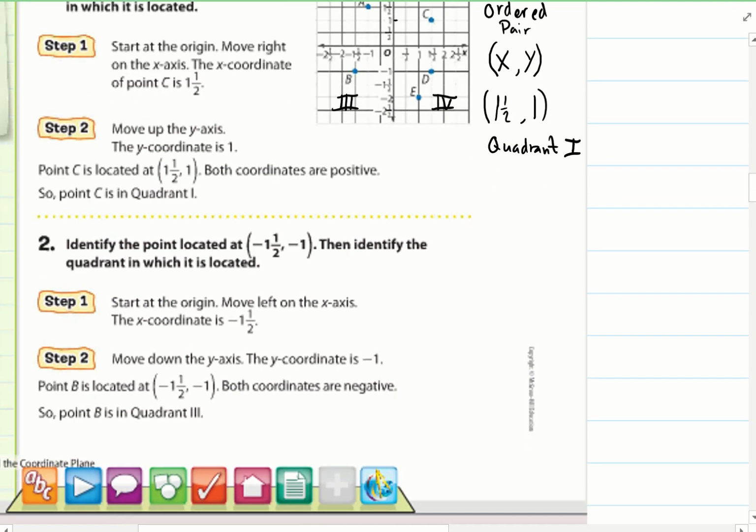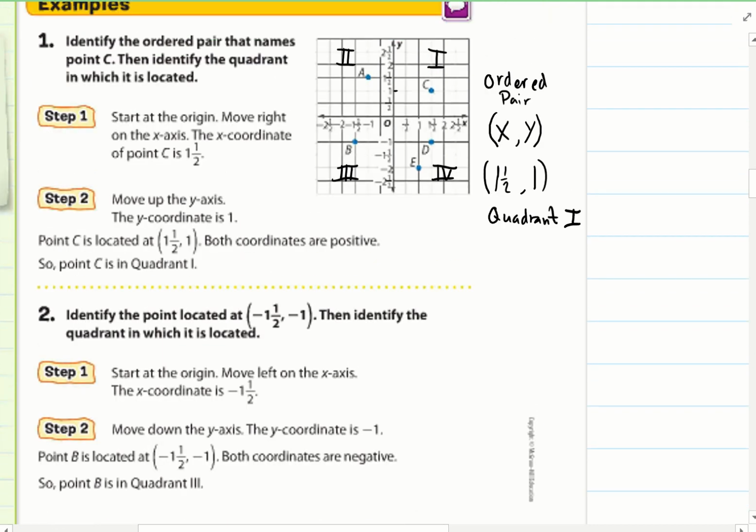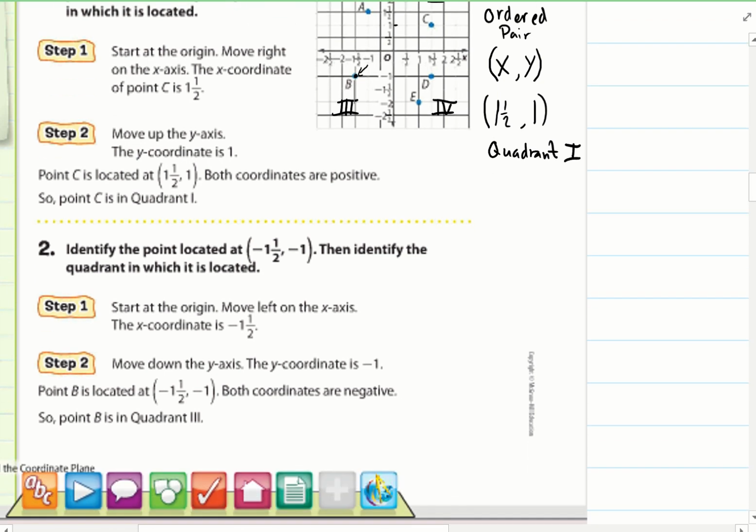Number 2, identify the point located at -1.5 and -1. Then identify the quadrant in which it is located. So my x is in my negatives, so I'll go -1.5 here. Then now that I'm at my x coordinate, now I need to follow my y, which is -1, which is here. That is my -1.5, -1 value. And that's going to be point B. So point B, and it is in quadrant 3.